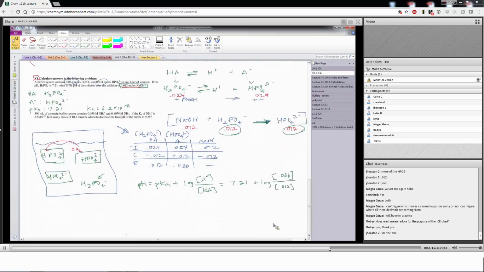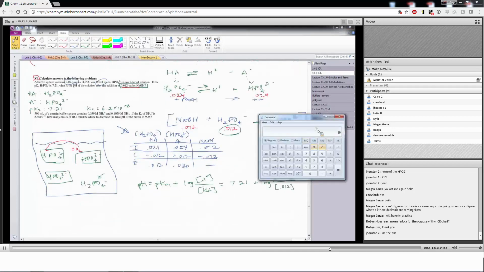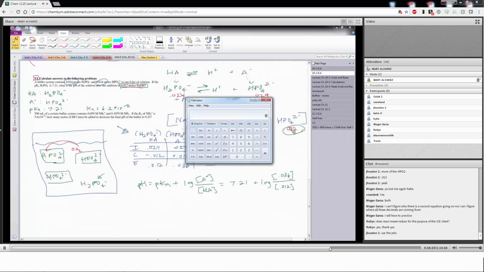Okay. Here's my calculator. By the way, you guys should all be doing this on your scientific calculators just because you want to make sure that you're using them correctly before you get to the exam again. Because the way they use logs are sometimes funny. So 0.036 divided by 0.012. And I'm going to take the log of that. And I'm going to add that to 7.21. And that gives me a final pH of 7.69.